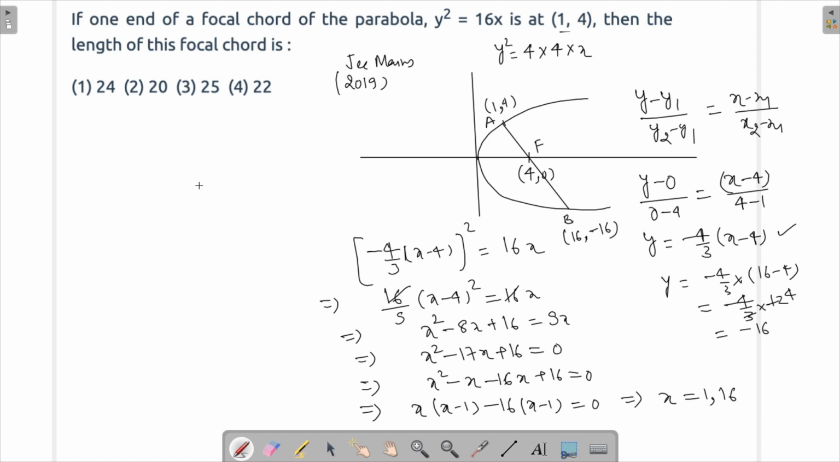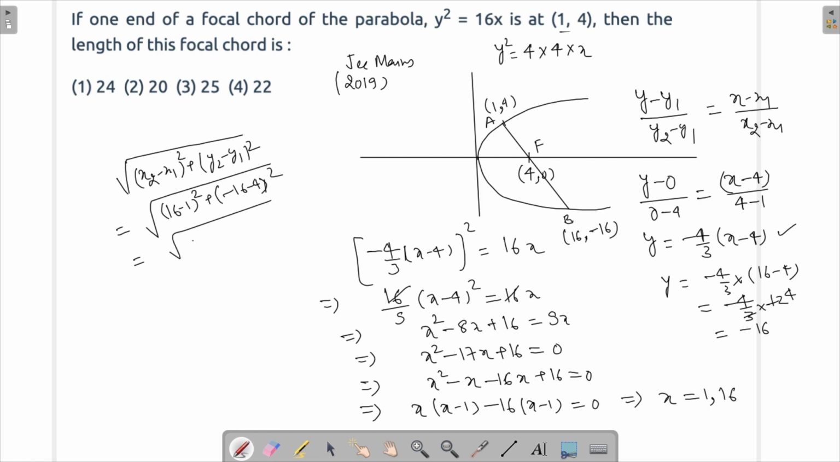Now I know the length of this focal chord could be the square root of (x2 minus x1) whole squared plus (y2 minus y1) whole squared. So this could be written as (16 minus 1) whole squared plus (minus 16 minus 4) whole squared, which could become 225. This is 15, 15 is 225, and this is 20 square, which is 400. This will make it 625, which will make it 25. So this 25 would be your answer.